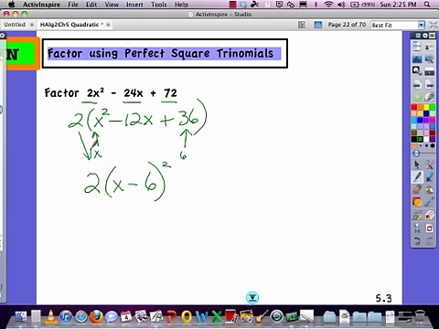So our factors here are 2 times the quantity x minus 6, that quantity squared. If you don't like writing it that way, yes, of course, breaking that quantity and expanding it into 2 would be the same, but it takes more time.